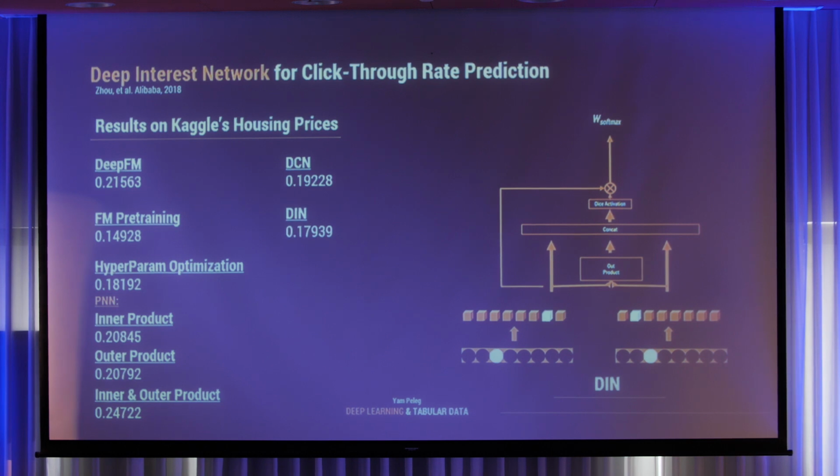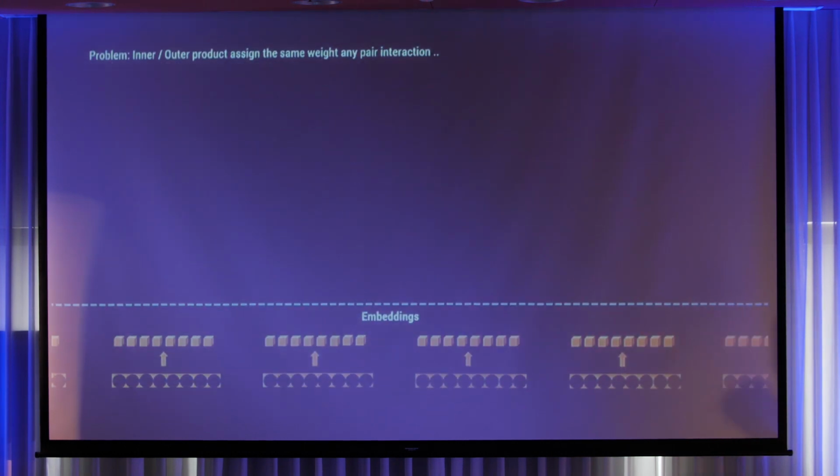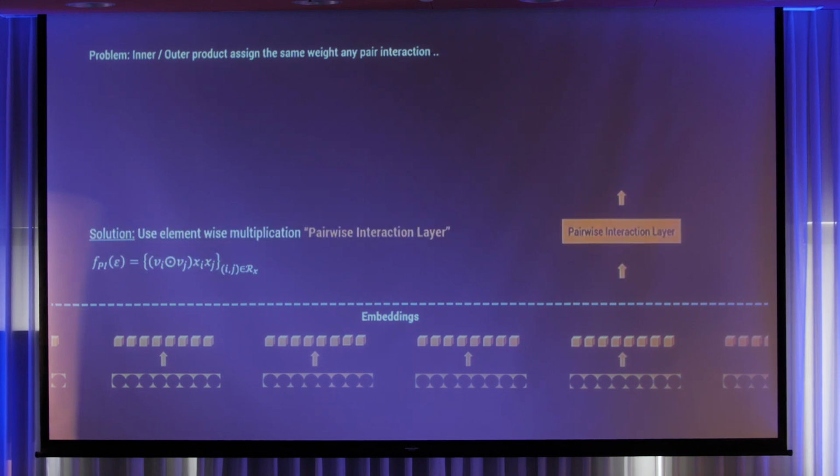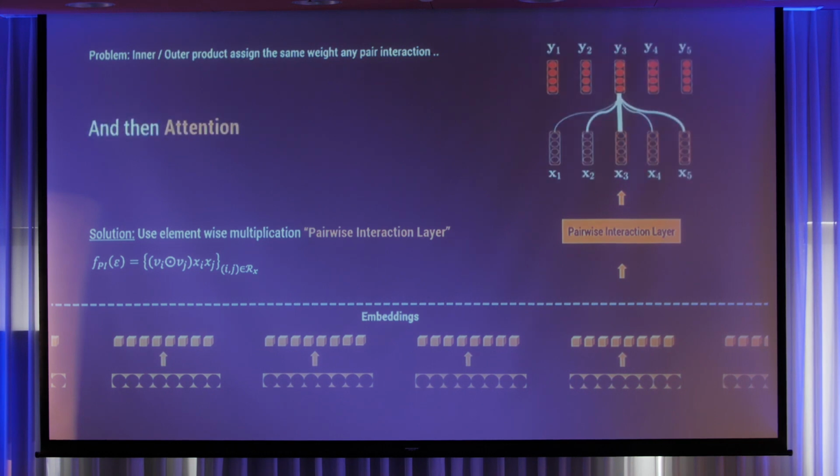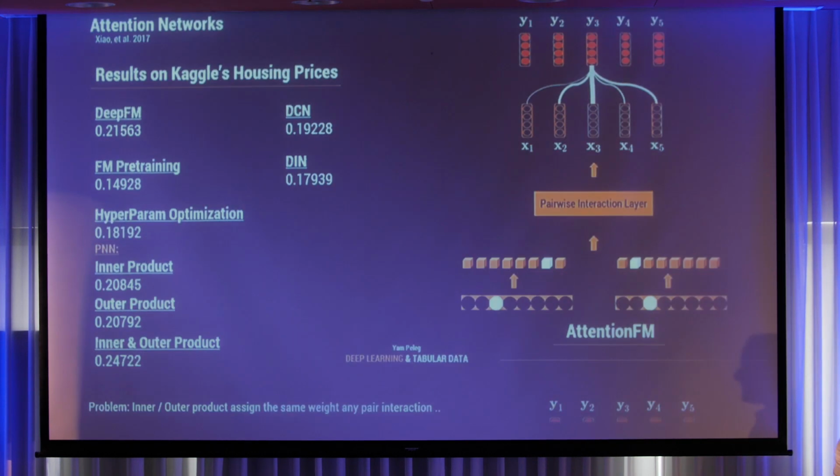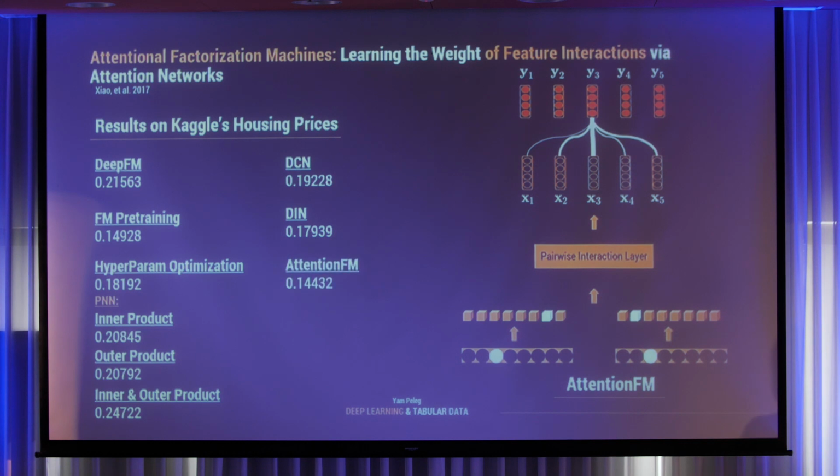Again, not the best. All right, now we have a problem, and the problem is that dot products, outer products, and inner products assign the same weight to any part of the input. So we do the most naive thing ever and just apply attention to all of that. And the score of this is the following.